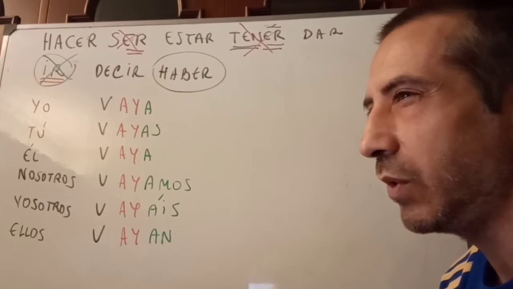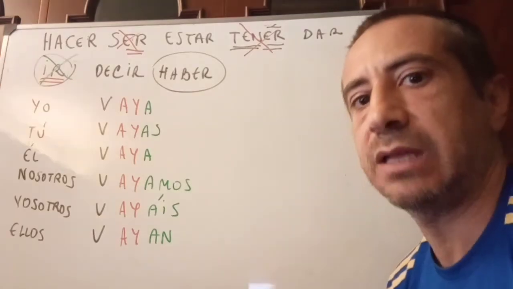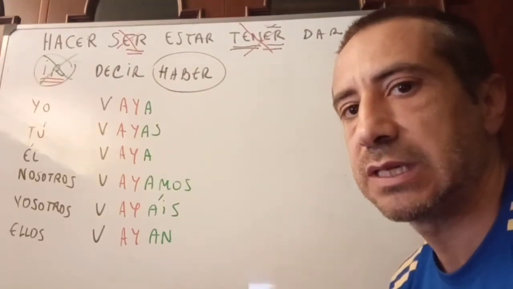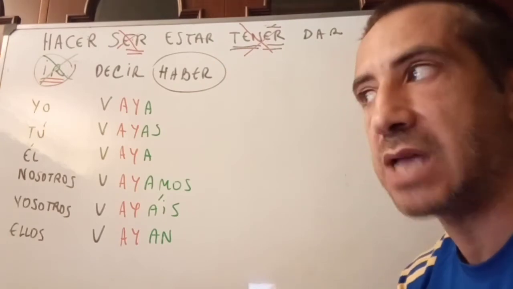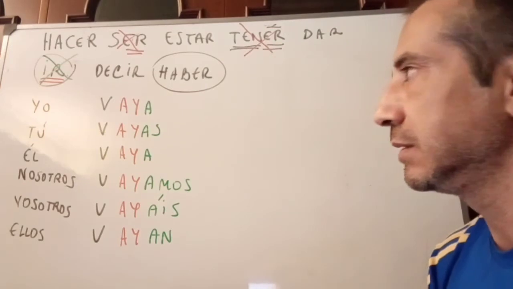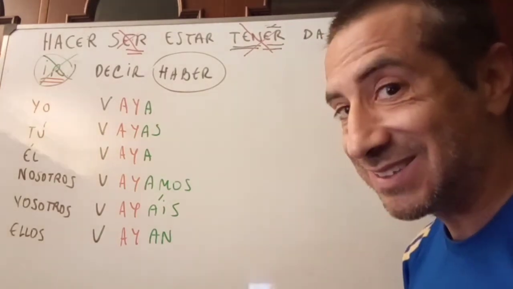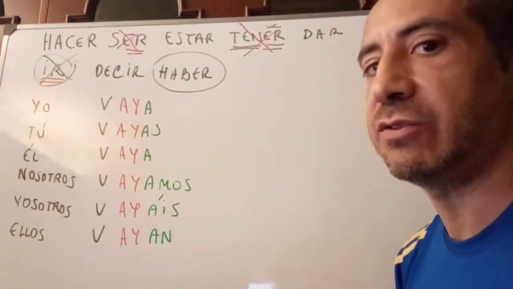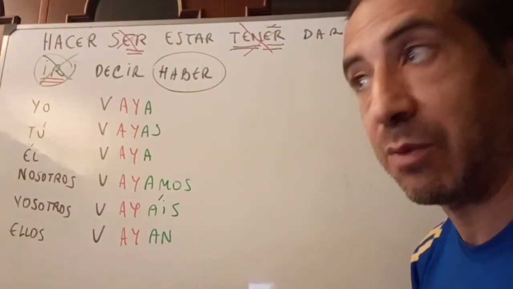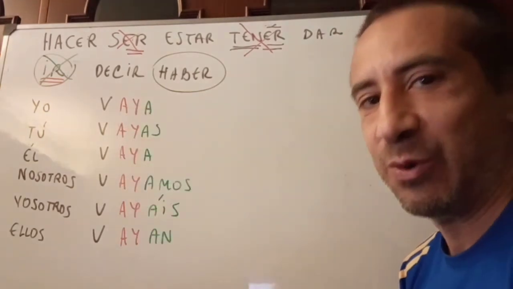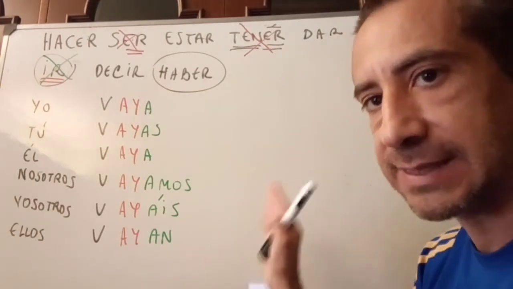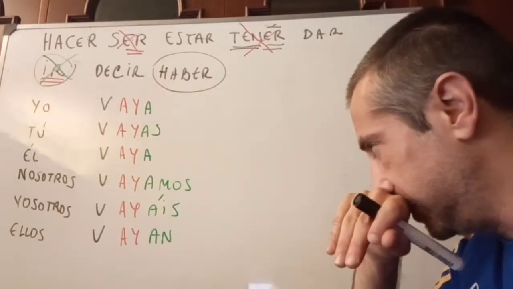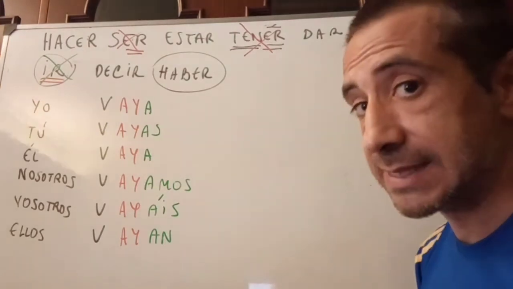Let's see an example. The fact that I've studied a lot doesn't necessarily mean that I'll pass the exam. Que yo haya estudiado mucho no significa necesariamente que vaya a aprobar el examen. So we have two subjunctive moods in Spanish in that sentence, in our translation into Spanish.